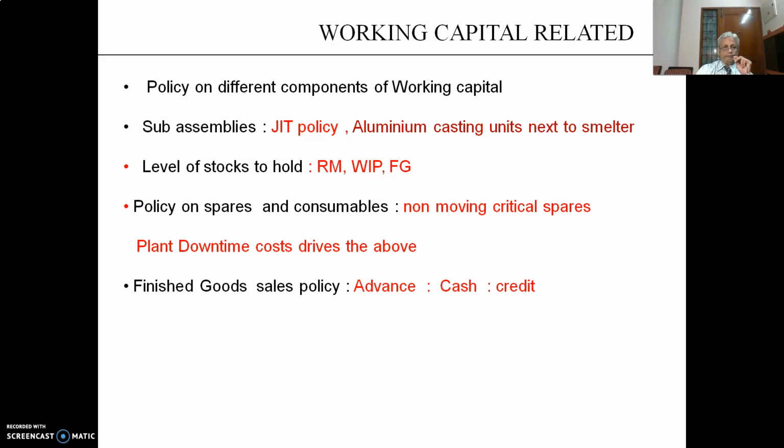Similarly, on the finished goods sales policy: should I take advance from my customer and produce a product and sell, or should I be a cash and carry business, or should I give the product on credit basis? It all depends upon your competitive position. If you are a very unique supplier, then you can definitely take advance or cash. Or if you are in a very competitive environment, obviously you have to give credit to your customers.